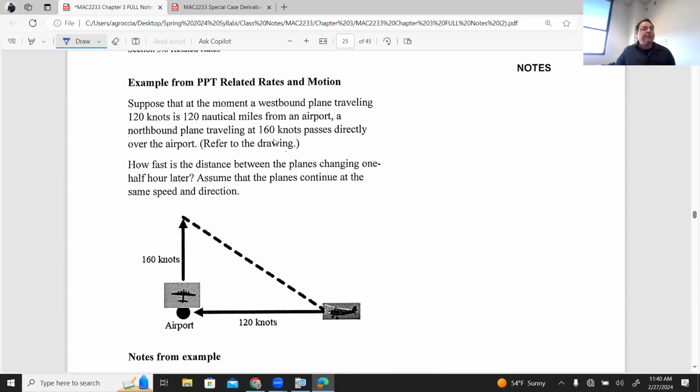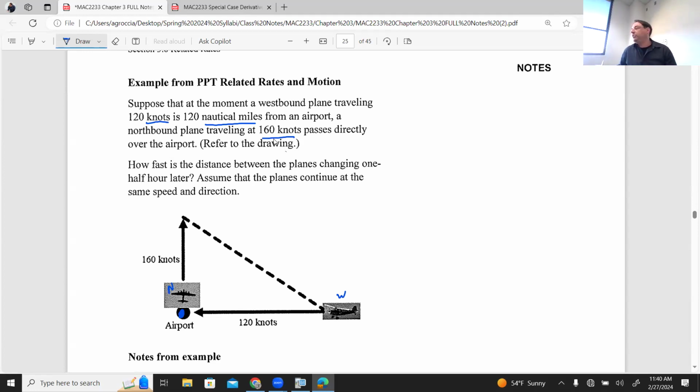Okay. So this one says, suppose at the moment a westbound plane traveling 120 knots is 120 nautical miles from an airport. So first of all, knots is a rate of change, like miles per hour, but for a plane, it's knots. And then 120 nautical miles, that's a distance from the airport. A northbound plane, so this is the westbound plane, this is the northbound plane, is traveling 160 knots, passes directly over the airport. This is the airport.